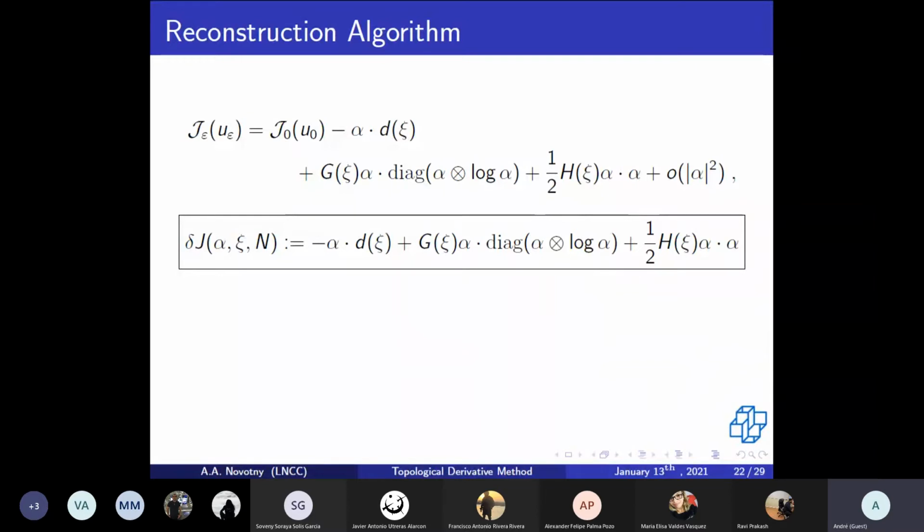Note that this is a kind of quadratic form with respect to alpha. So we can minimize this quantity with respect to alpha to get this system. It's non-linear with respect to alpha.